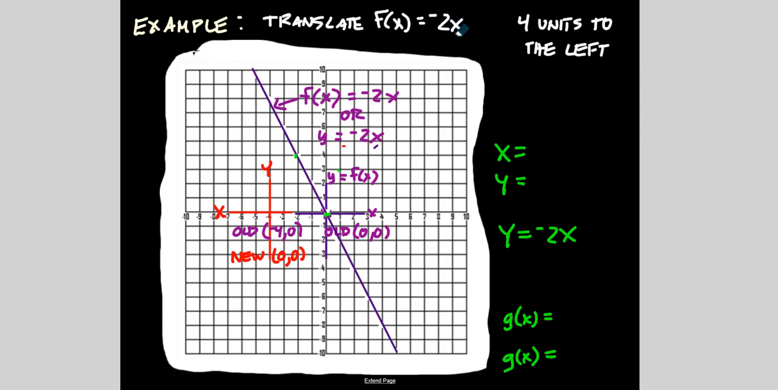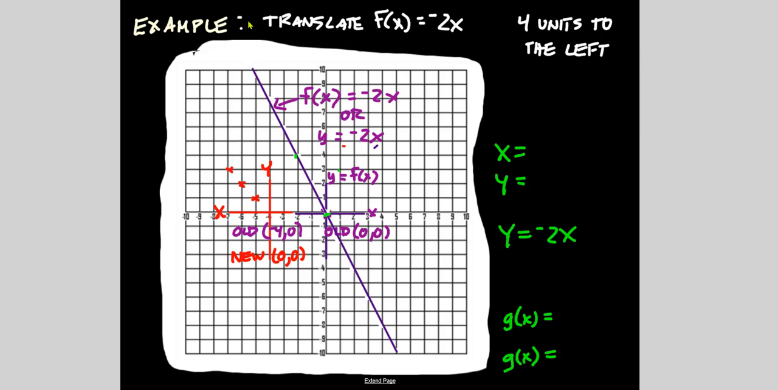Translate f of x equals negative 2x 4 units to the left. Alright, so here's our original origin at (0, 0), and we're going to move it here. The new origin is (0, 0), and this is the big X, big Y axis. This is the little x, little y axis. So we're going this way. We're going to create a parallel line that's shifted 4 to the left. Let's draw that line in here.